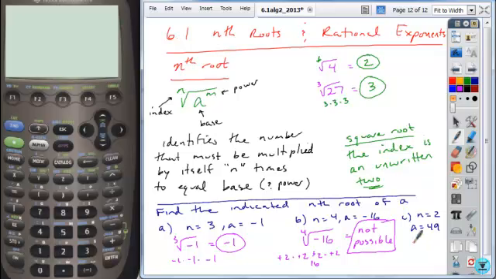And then finally, you have the square root of 49. Again, an index of 2 is unwritten. So what number can be multiplied by itself to give you 49? 7. So that's what you're looking for when you're simplifying in that form.